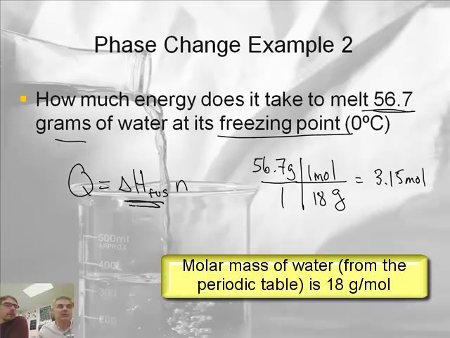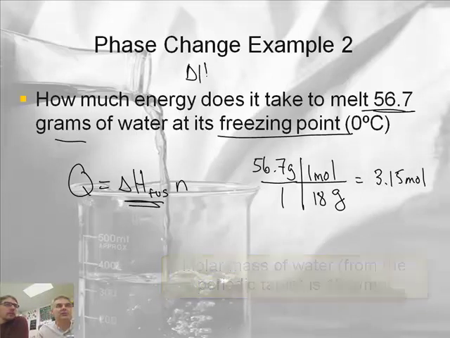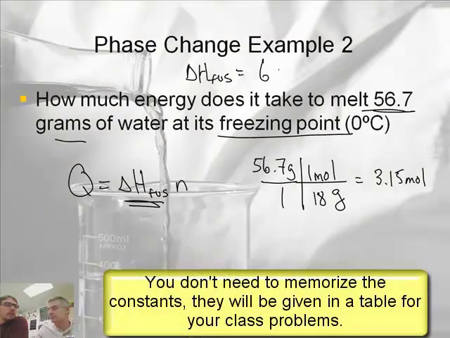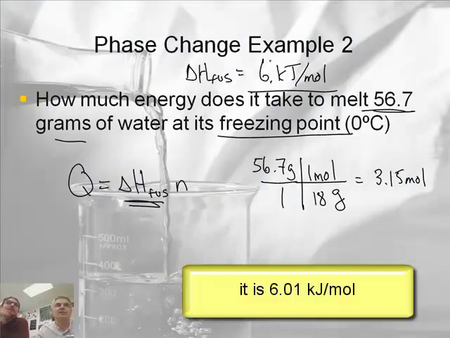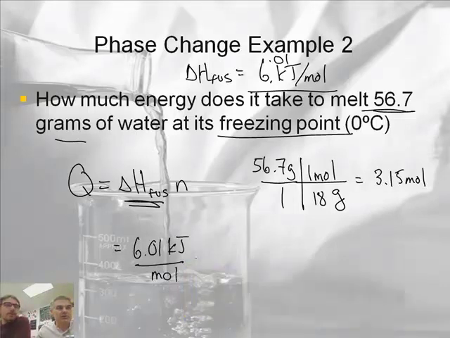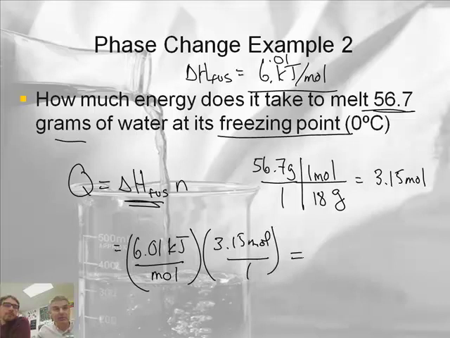Now, we didn't put this on the table, but you might remember the delta H fusion was 6 kilojoules per mole. I think it's 6.01, so we'll say 6.01 kilojoules per mole. Notice how I'm writing this so it's easier to see how things cancel. Times 3.15 moles. The moles cancel and you get 18.9 kilojoules. That's pretty easy.